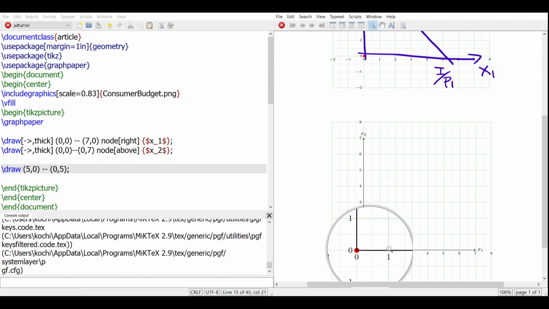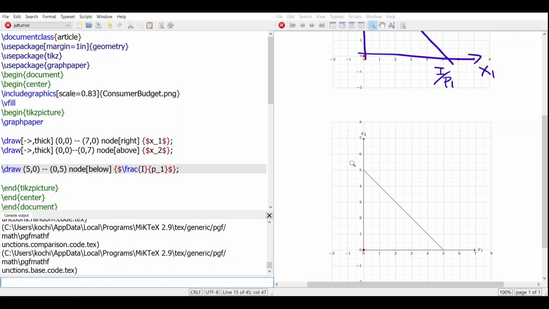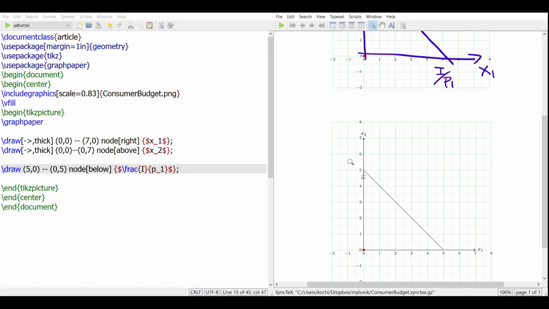You can see this is the axis here, and once you compile it there's a line. At 5, 0 the node is below, and below it we have I over P1. Remember we have a dollar sign here because this is math, and it's a fraction. The numerator is I and the denominator is P subscript 1. So when you compile this, we will see this I over P1. At the same time, we try to add the other node here. Sorry, this one is 5, 0, so we should add the node here, below this one.